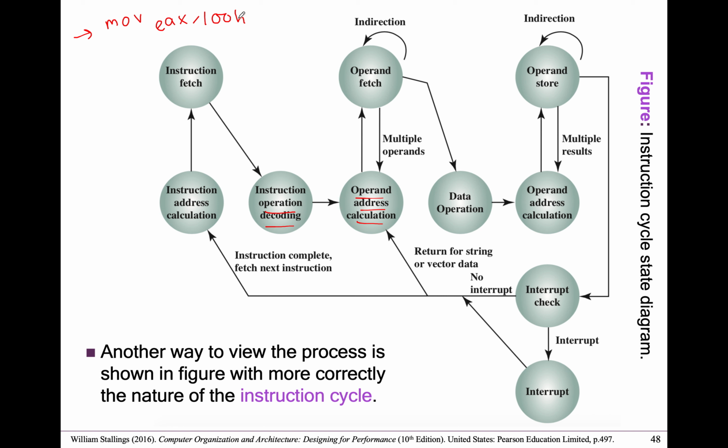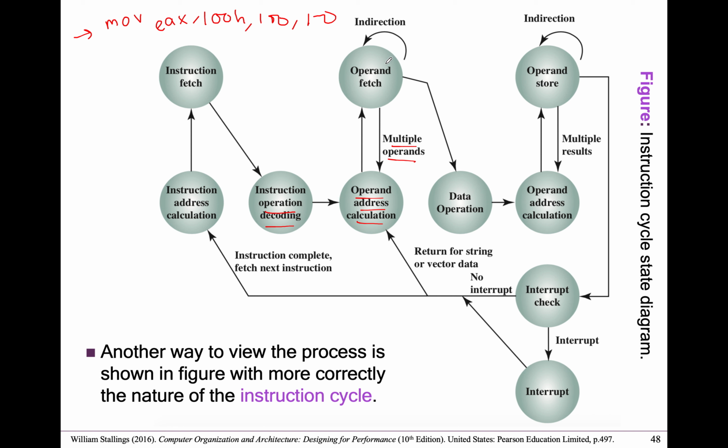Let's say this is 100 hexadecimal, or maybe it is in decimal, and you convert it to hexadecimal. So that's your operand calculation. After that, your operand fetch. You can also have multiple operands, of course, with maximum of 3. If you have multiple operands, there is going to be a loop over here, then operand fetch again.